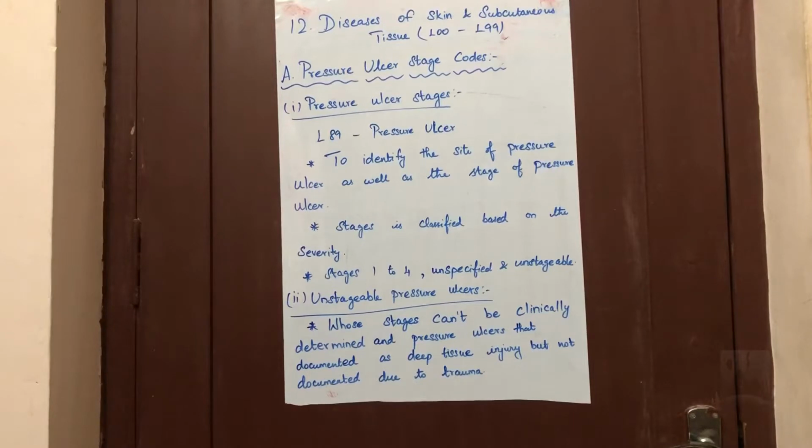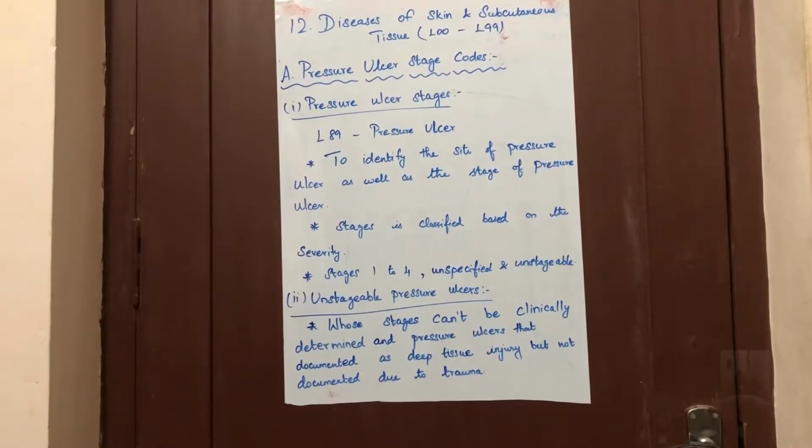Pressure ulcer stages are from stage 1 to stage 4, and there are also unspecified and unstageable. The next is unstageable pressure ulcer. What is classified as an unstageable pressure ulcer, what is meant by that, and how to code for this is covered in this topic. A pressure ulcer whose stage cannot be clinically determined is called an unstageable pressure ulcer.